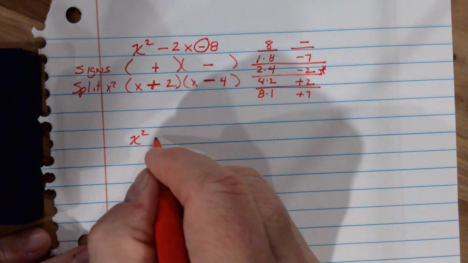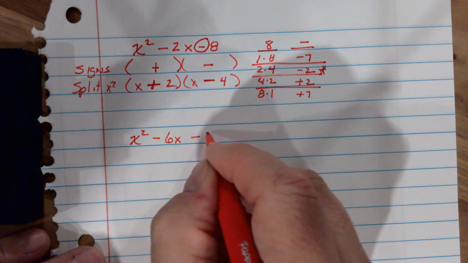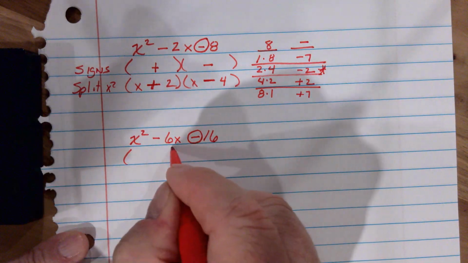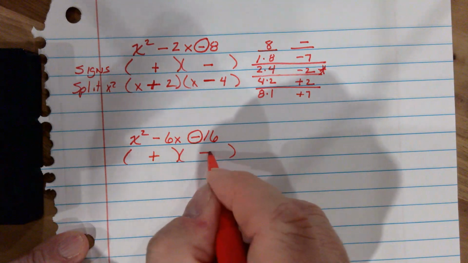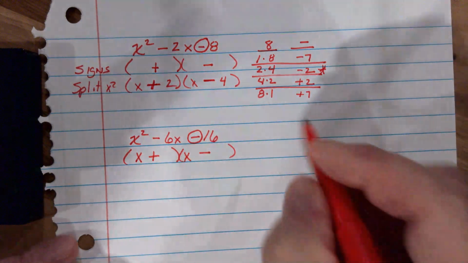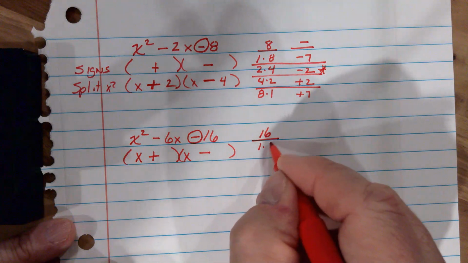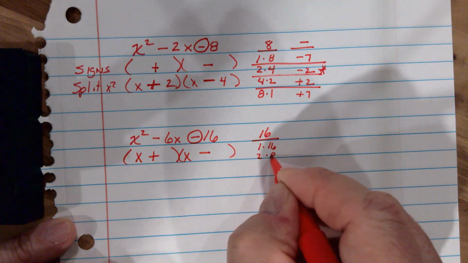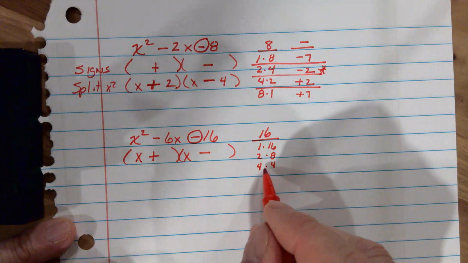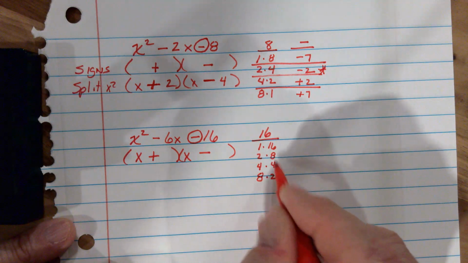X squared minus 6x minus 16. Again, this is a red light. So my signs are going to be plus, minus. I'm going to split the x squared to x times x. And then I'm going to list the factors of 16, the factor pairs of 16. And I just start with 1 goes into 16, 2 goes into 16, 3 does not, 4 does, 5, 6, 7, 8. And now it has reversed the order, so I can reverse these.